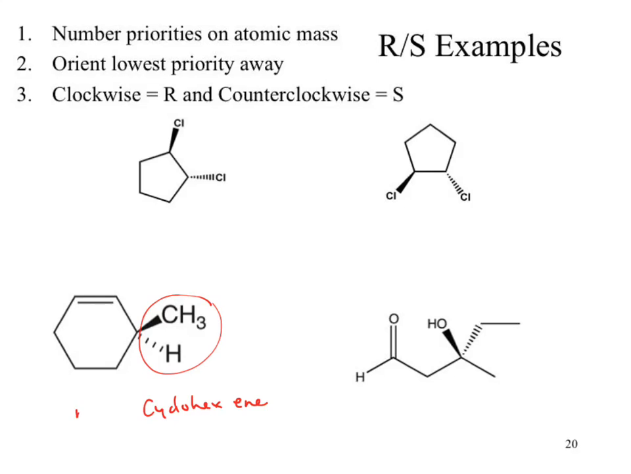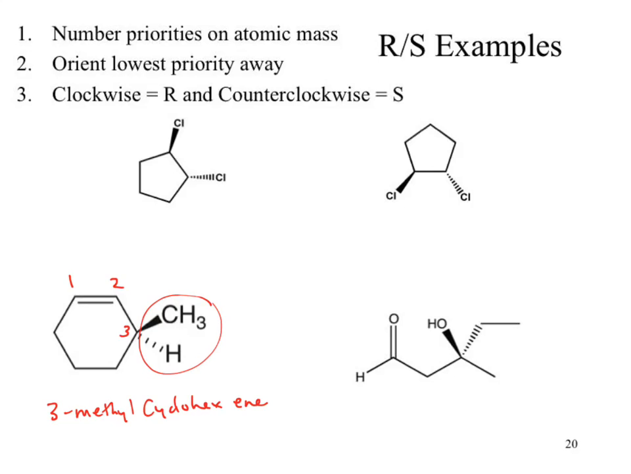We have a methyl as a substituent. Where does the methyl show up? Careful when you number with your alkenes. You number through the double bond. So it shows up at the 3 position, 3-methyl cyclohexene. Problem with this is that we have a chiral atom at position 3.